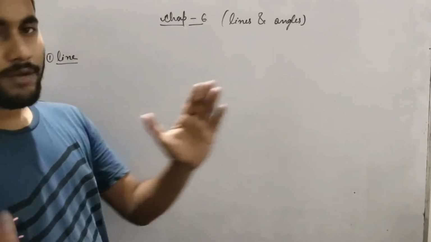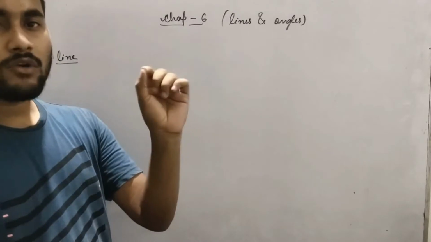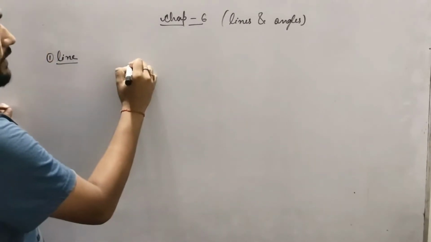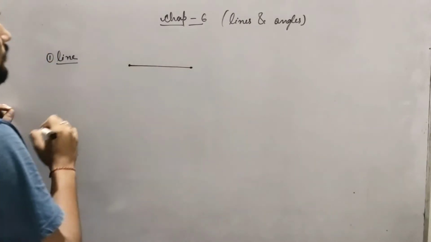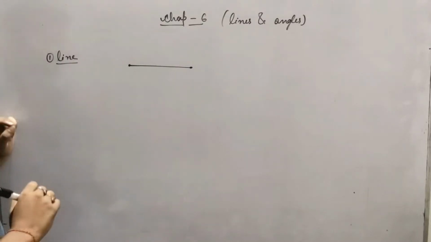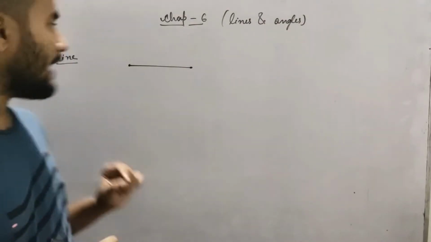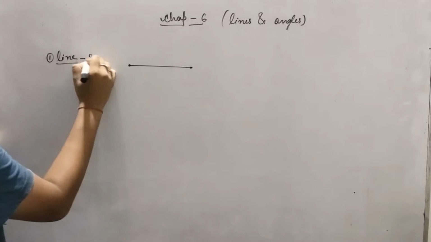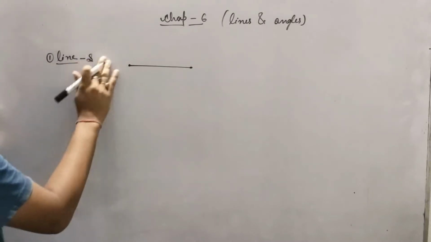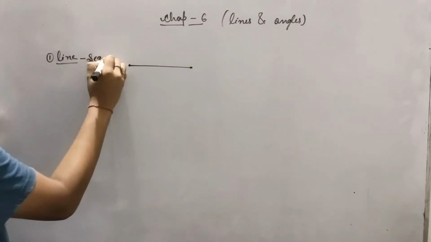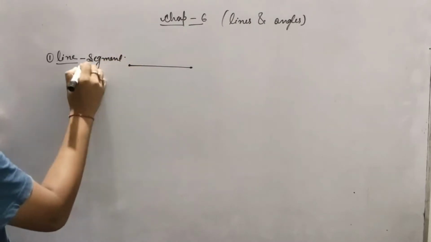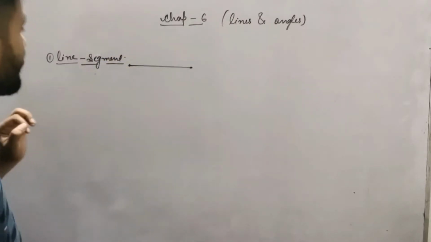A line will have two end portions. So there will be two end points. That will be called a line segment. You can write line segment also. Okay, line segment.